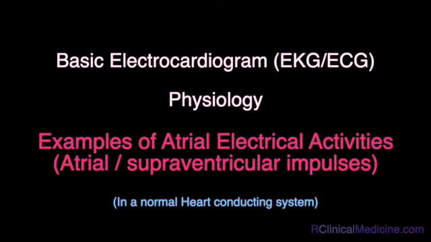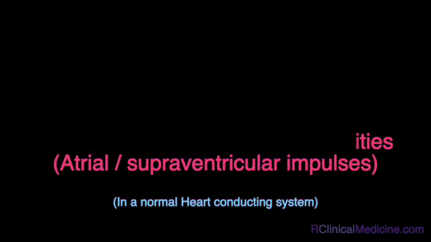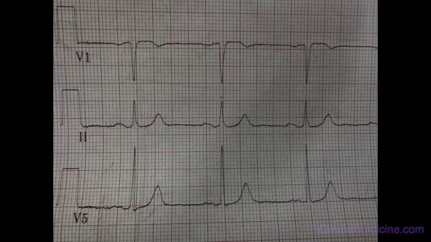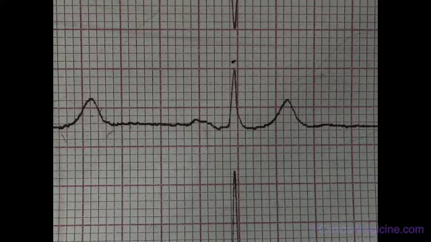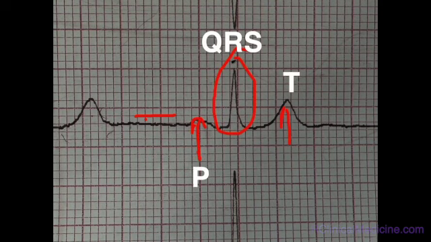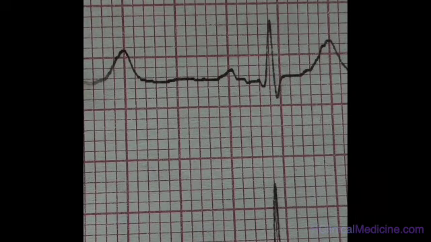In this video, we will look at some examples of atrial electrical activities or the origin of supraventricular impulses. Let us look at a normal electrocardiogram. Here I am showing the lead 2. Here you see this is the baseline, this is the P wave, this is the QRS complex, and this is the T wave. We will start with only the atrial activity.